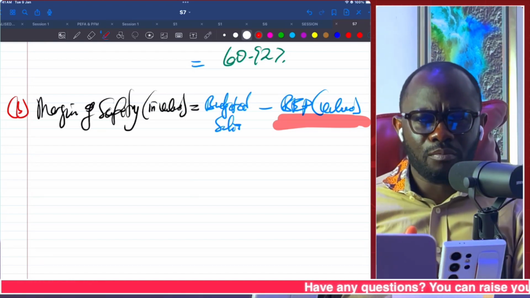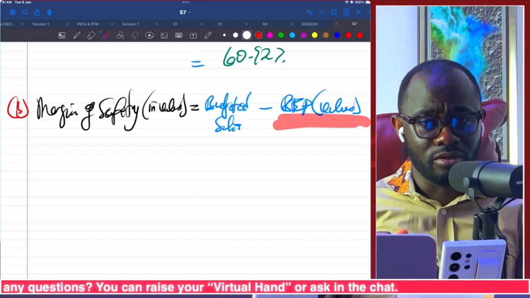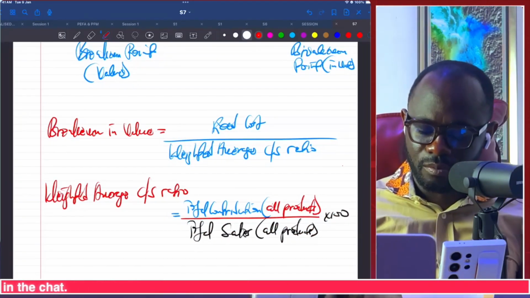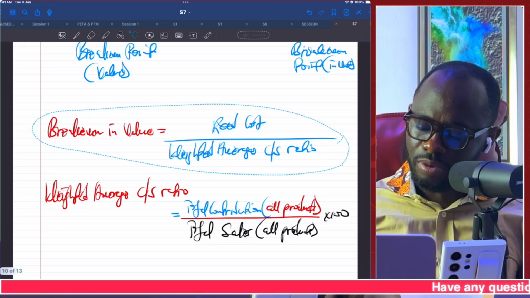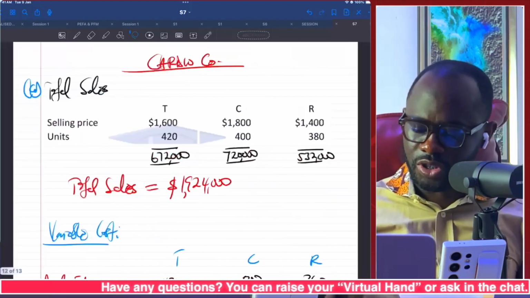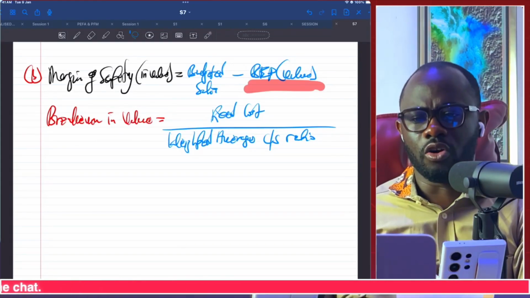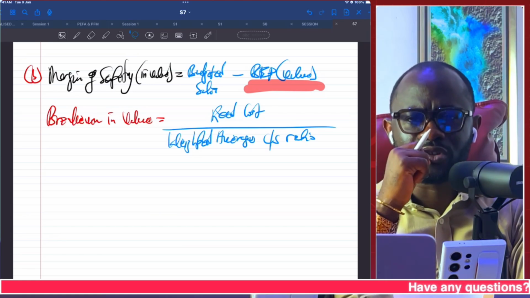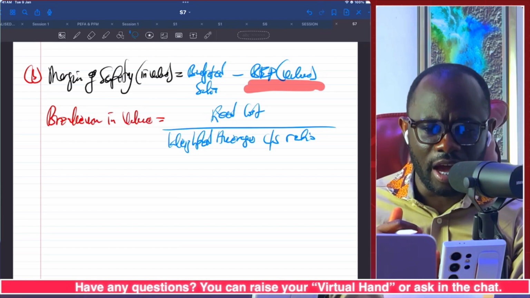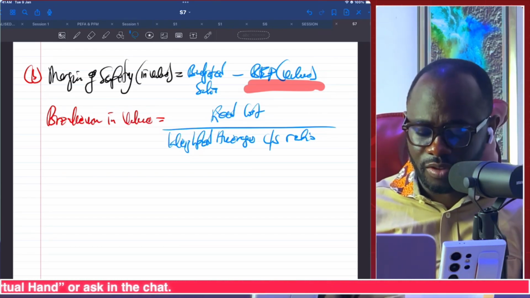So in a multiple product environment, how do we calculate break-even point in value? Again, we mentioned that earlier. We said in a multiple product environment, break-even point in value is your fixed cost over the weighted average contribution to sales ratio. There you go. Okay. Where is the fixed cost? It's not given directly in the question, so we have to calculate it because there are various elements of the fixed cost in the context of the question.